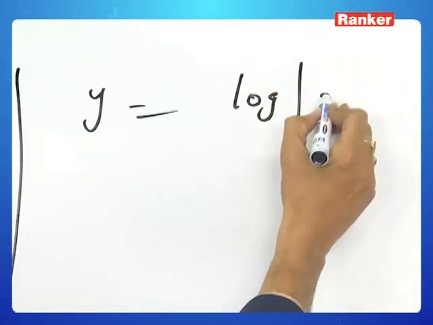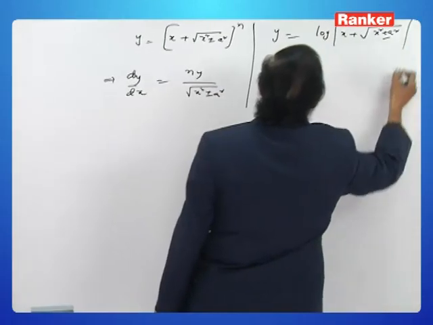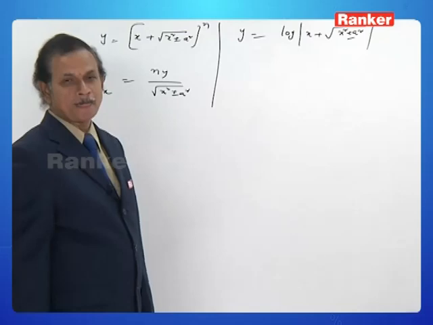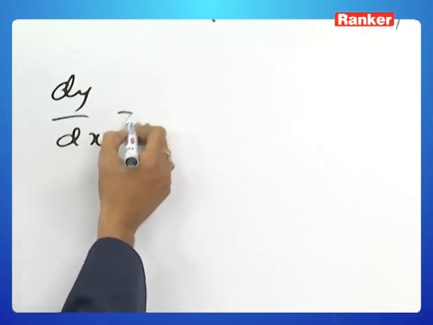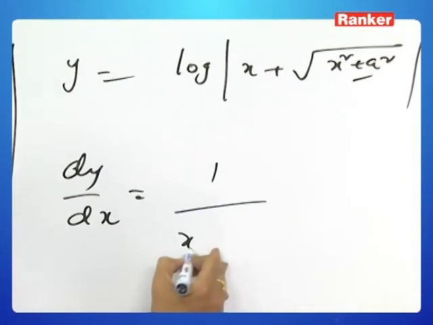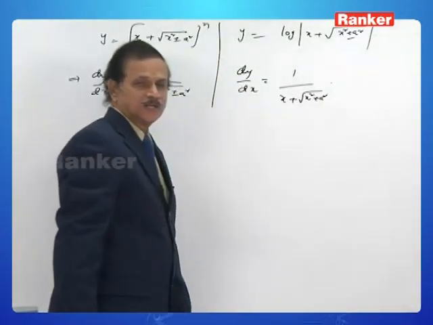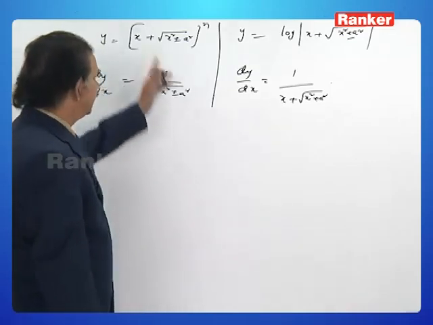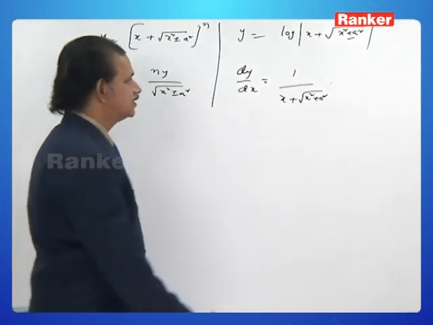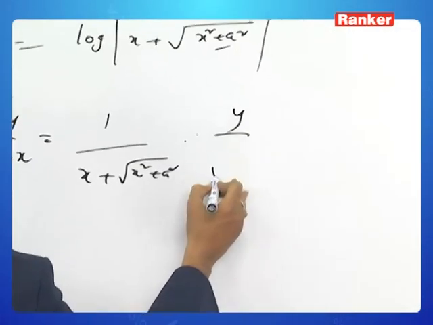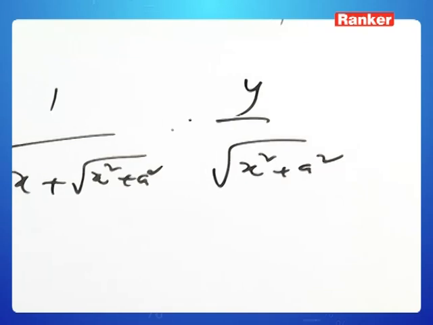y is equal to log mod x plus root of x square plus a square. Then what happens to it? What is dy by dx? dy by dx is equal to log of this, that is 1 by (x plus root of x square plus a square) into the derivative of x plus root of x square plus a square. Here you put n equal to 1. What has happened? It is y by root of x square plus a square. What is y? Actually x plus root of x square plus a square.